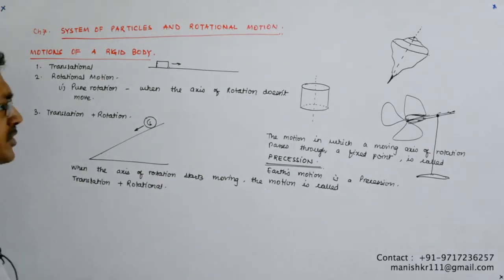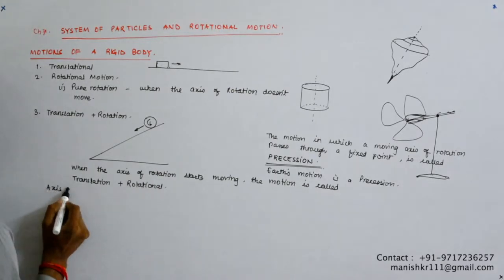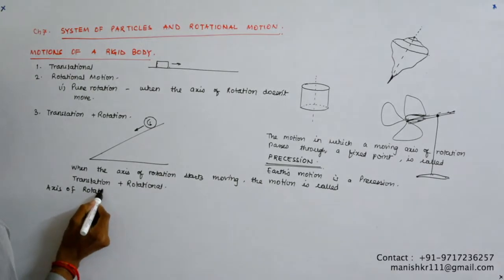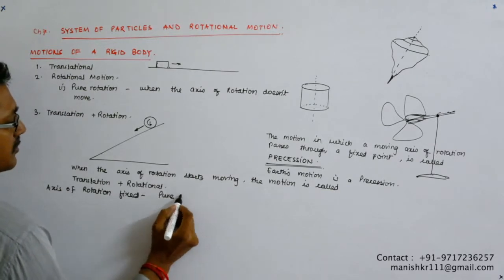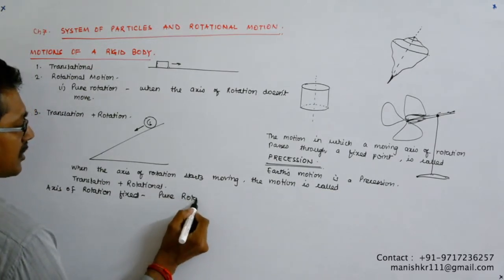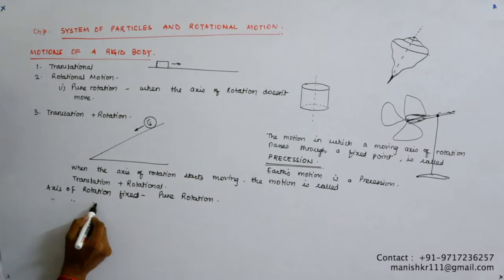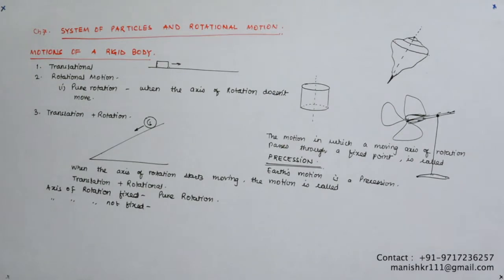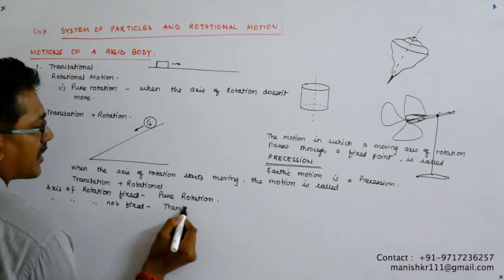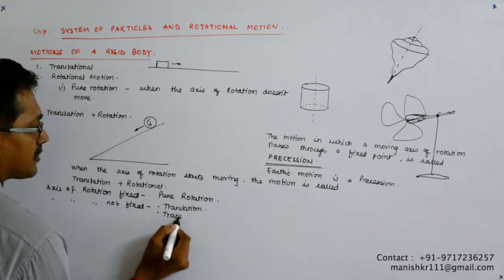So what is our conclusion? We say that if the axis of rotation is absolutely fixed, then what is the motion that is allowed? Pure rotation, that's all. If the axis of rotation is not fixed, what happens? It can undergo translation or translation plus rotation.